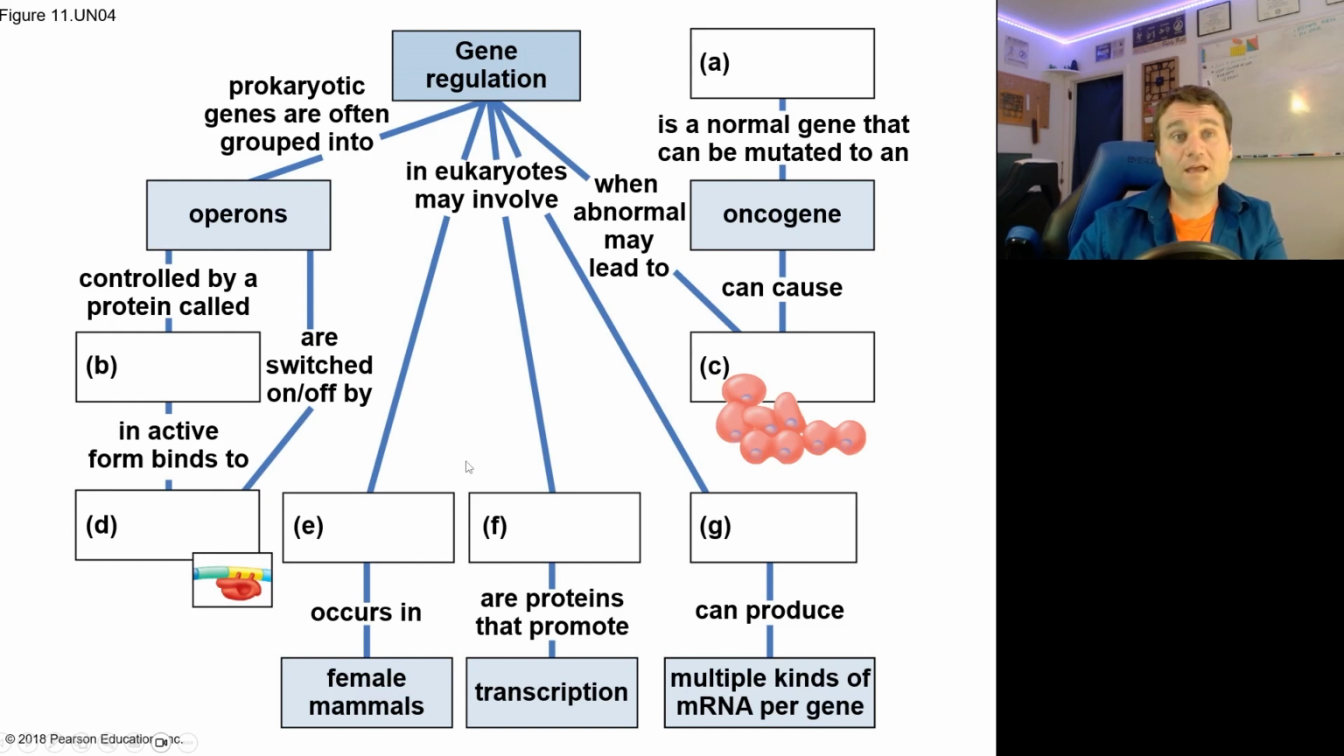Gene regulation in eukaryotes may involve F, which are proteins that promote transcription. Remember those tissue-specific proteins which promote transcription? Those are transcription factors. And activators are the specific kind of transcription factors that attach to the enhancers, and that really ramps up transcription. Gene regulation in eukaryotes may involve blank, which can produce multiple kinds of mRNA per gene: alternative gene splicing. Remember when we had introns and exons and we could decide which exons we were going to leave in to get different kinds of protein from the same gene? That's called alternative gene splicing.